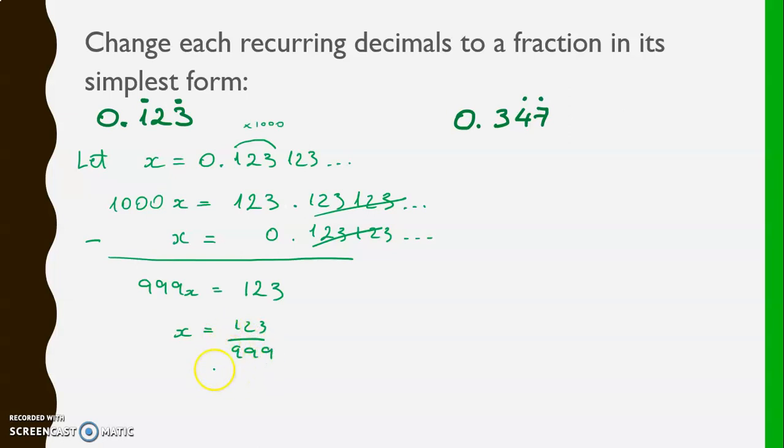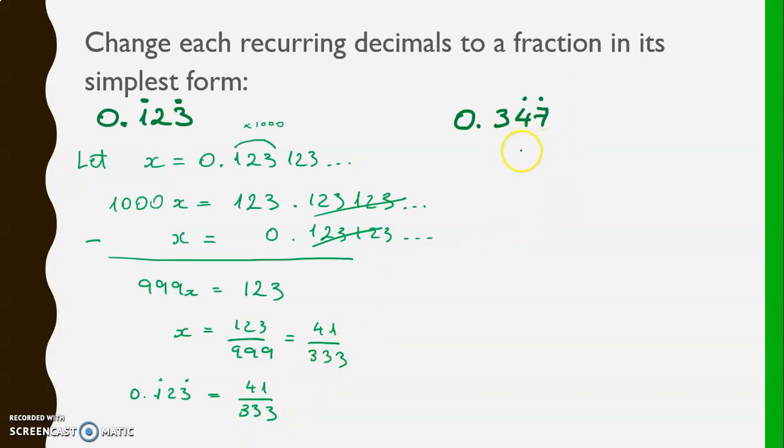At this point, make use of your calculator. This can actually be further simplified to 41 over 333. So therefore 0.123 recurring can be written as 41 over 333.